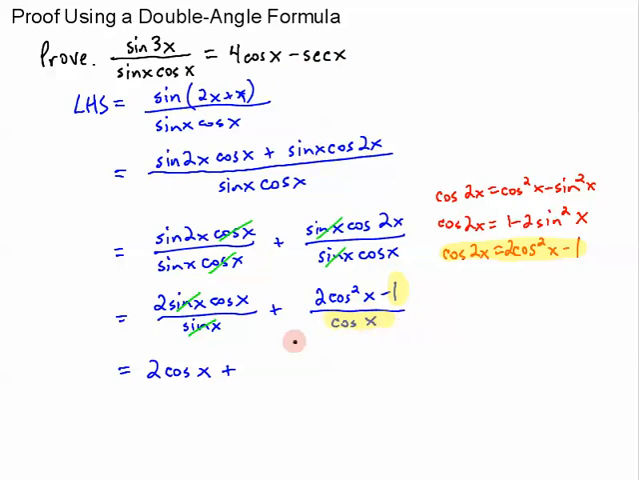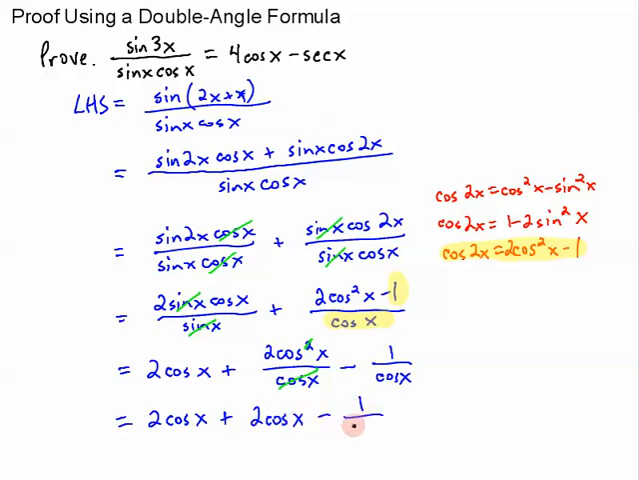Okay? So I end up with 2 cosine squared of x over cosine of x, right? Just putting this first term over the cosine, minus 1 over cosine of x. And so what we have is 2 cosine of x. Here, this cosine cancels with one of those, so we've got plus another 2 cosine of x minus 1 over cosine of x. Finally, I can add the two cosines together and get 4 cosine of x minus 1 over cosine is secant of x, and that is the right-hand side.